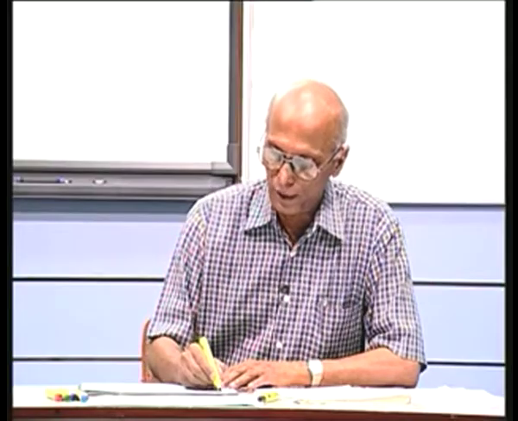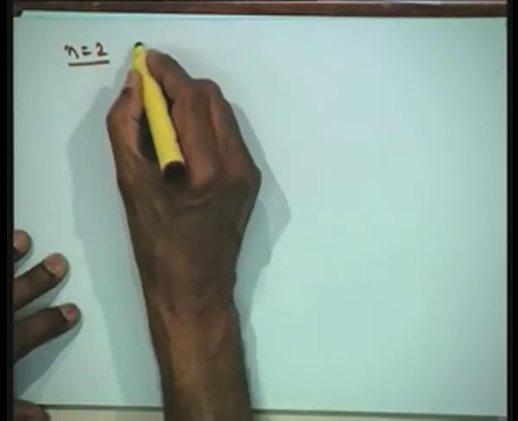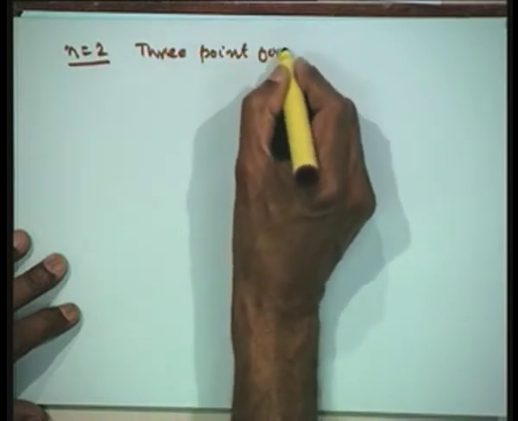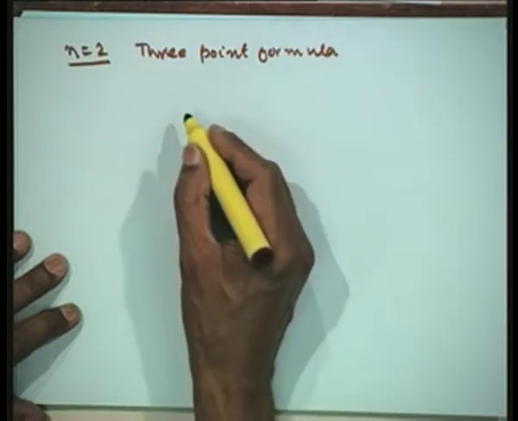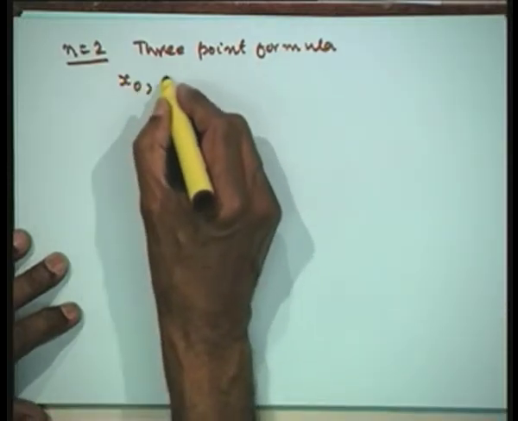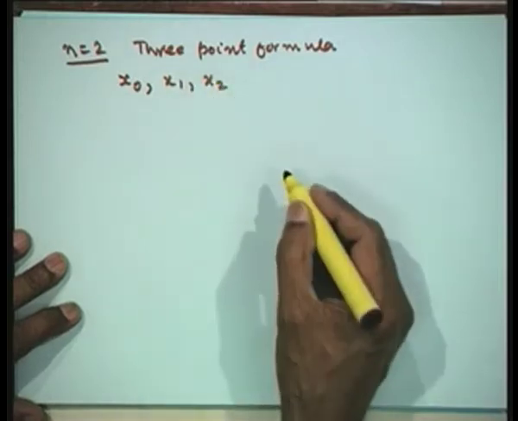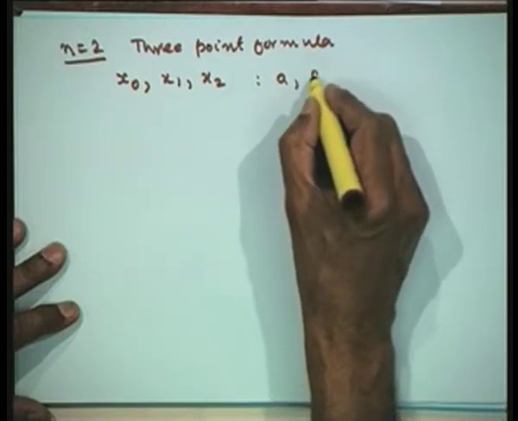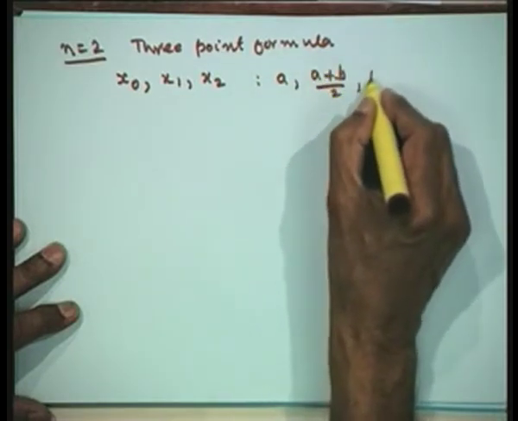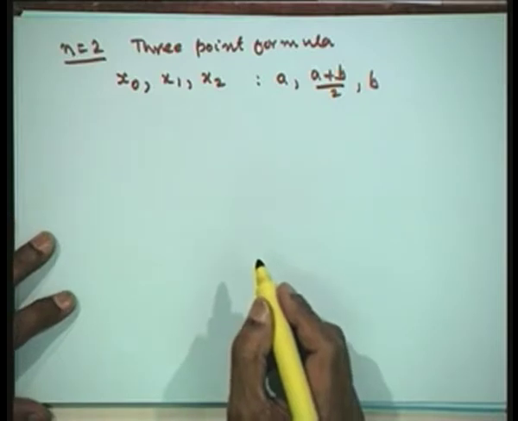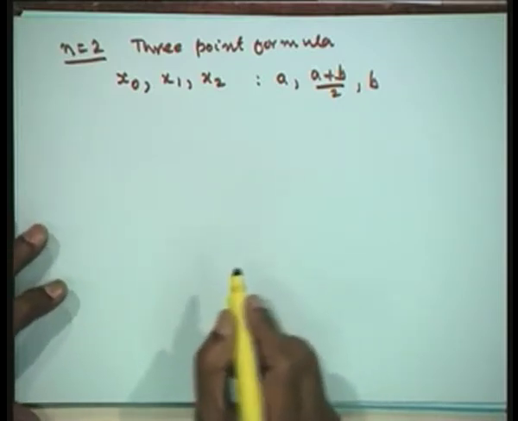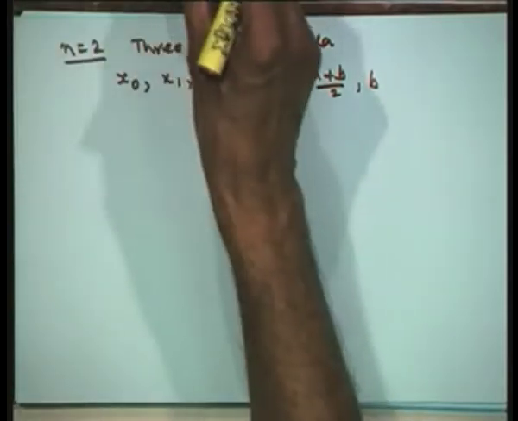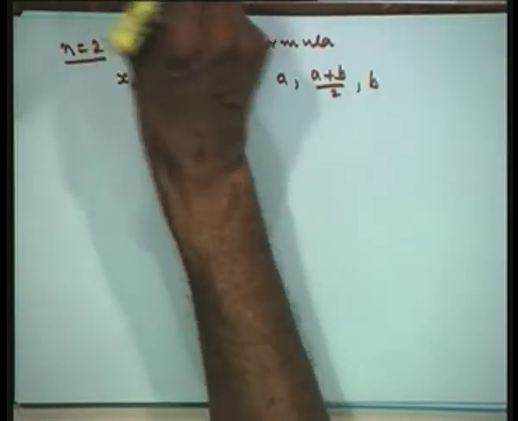So, let us go for n = 2, that is your 3-point formula. That means we are using the 3 abscissas x0, x1, x2. They are equidistant, therefore we are taking a, (a + b)/2 and b. Now, I will have to substitute in this expression that we have derived earlier for lambda k.